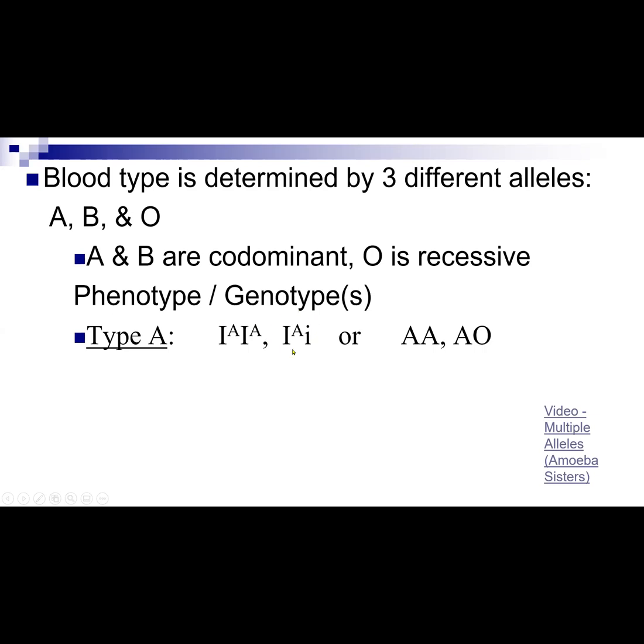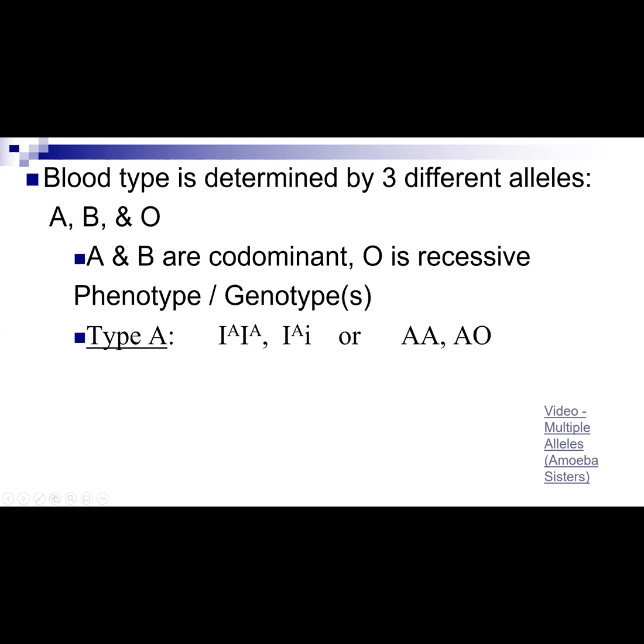Or I could be heterozygous for type A, the second option here, where I have only 1 dominant allele of A, and then my second allele, we write a lowercase letter i to represent the O allele. So lowercase i is the recessive form of this gene. I don't have an A allele, I don't have a B allele here. This lowercase i is just an O allele, excuse me.